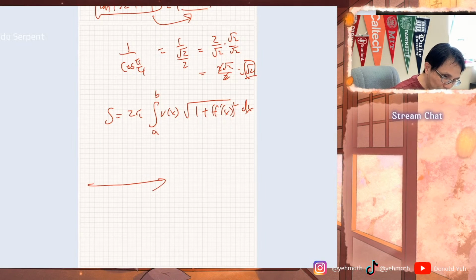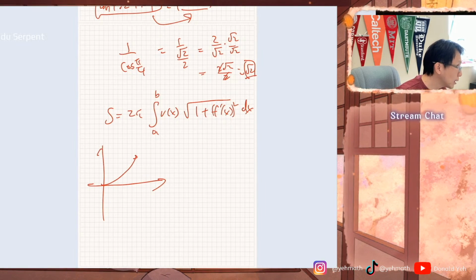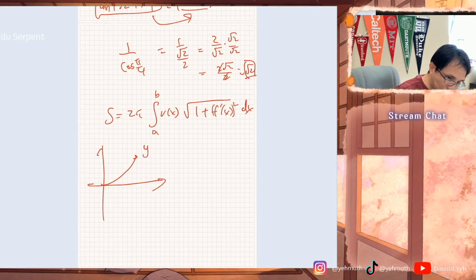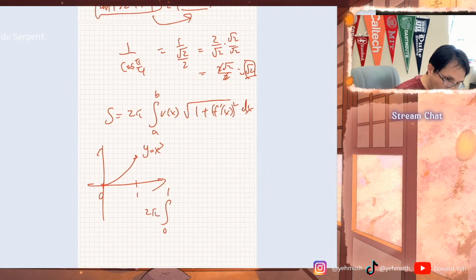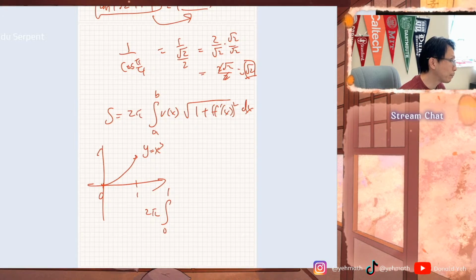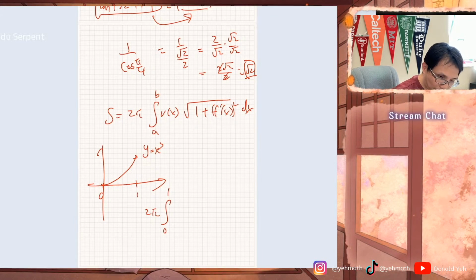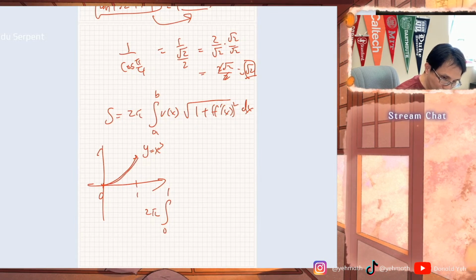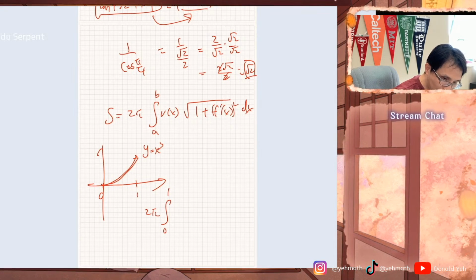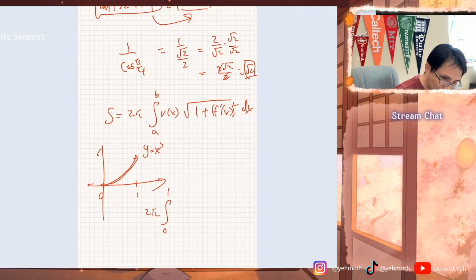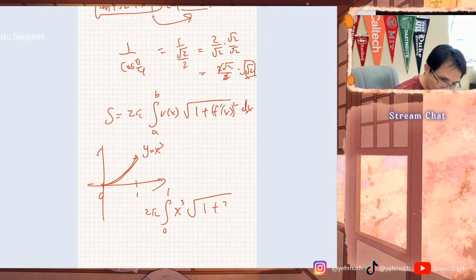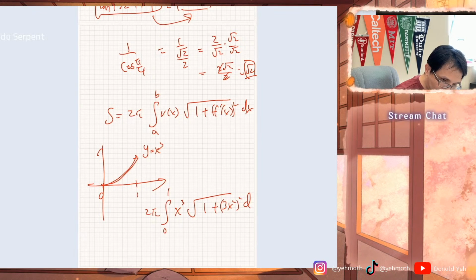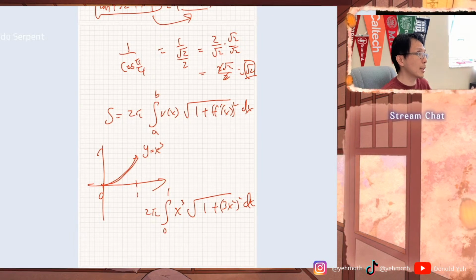If I have some function like y equals x cubed between 0 and 1, I'm going to say integral from 0 to 1 of 2 pi. Does that make sense? And this is the function, so this is going to be R of x. That is going to give you x cubed times square root of 1 plus 9x to the fourth dx, and that's it. Just plug in, you just set up, and that's it.